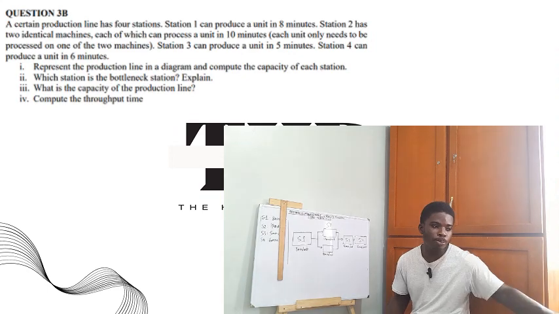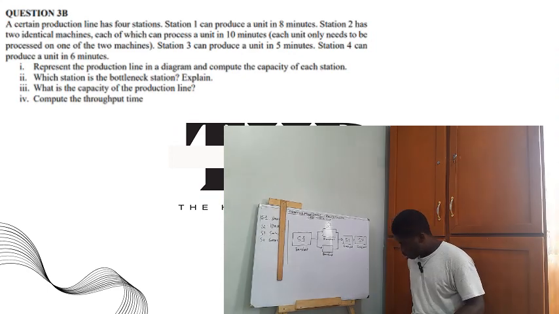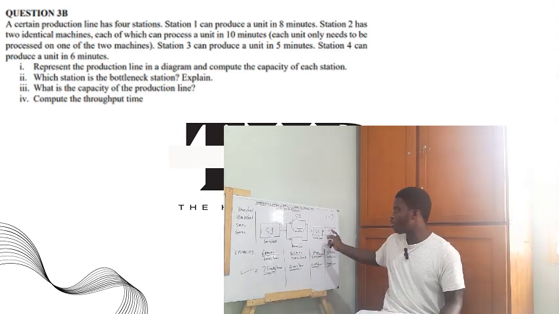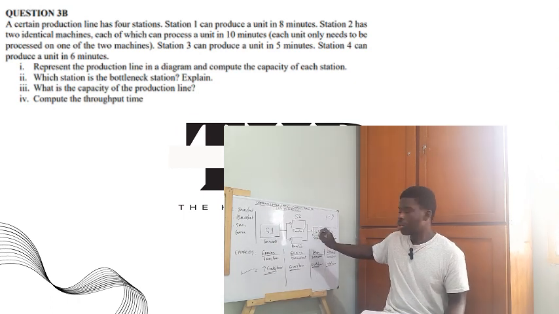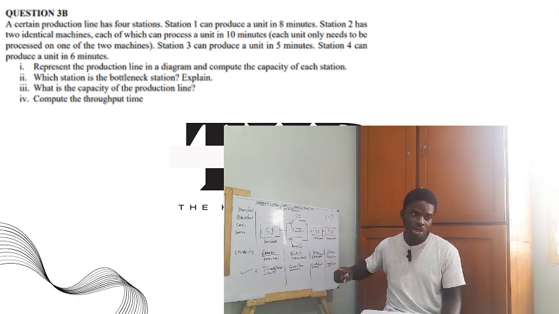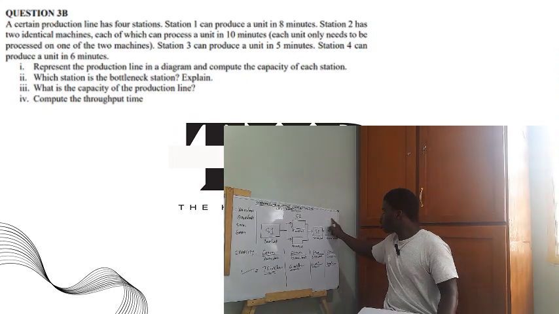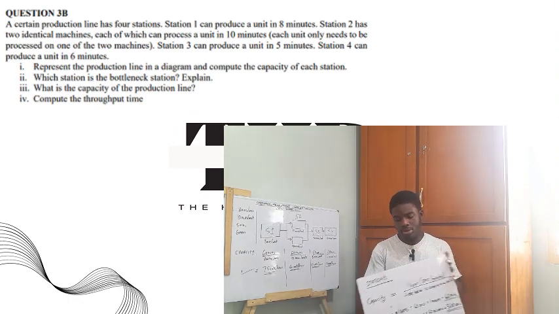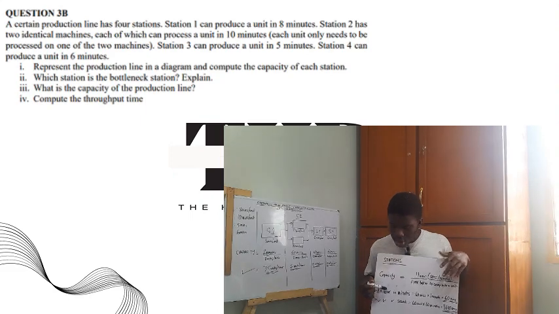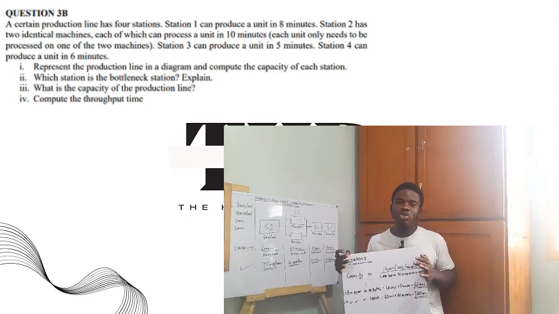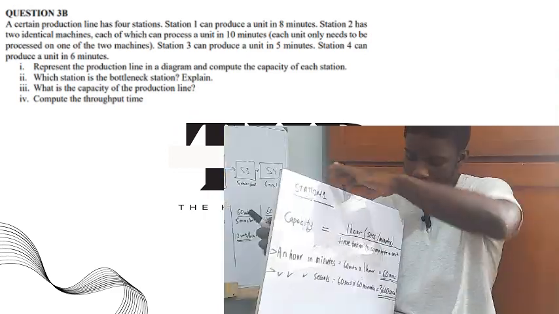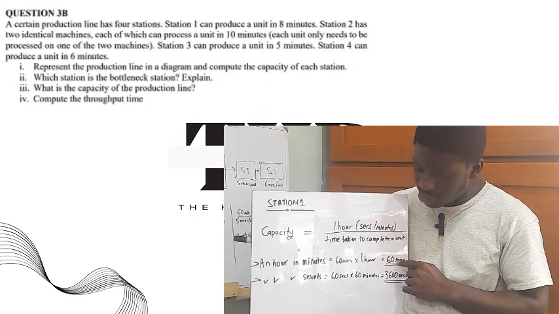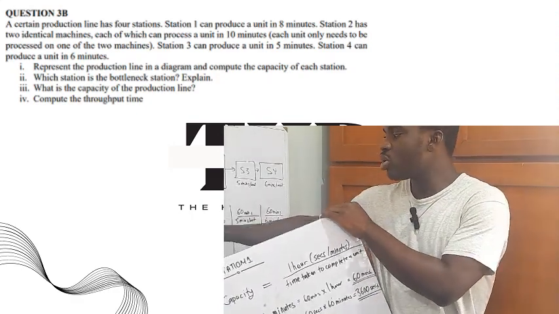Right. So now we are to compute the capacity and represent the production line in the diagram. This is the diagram. And the next thing was to compute the capacity of each station. Capacity is measured per hour, so the capacity per hour uses 60 minutes, which make up 1 hour. So that's how you have 60 minutes here.